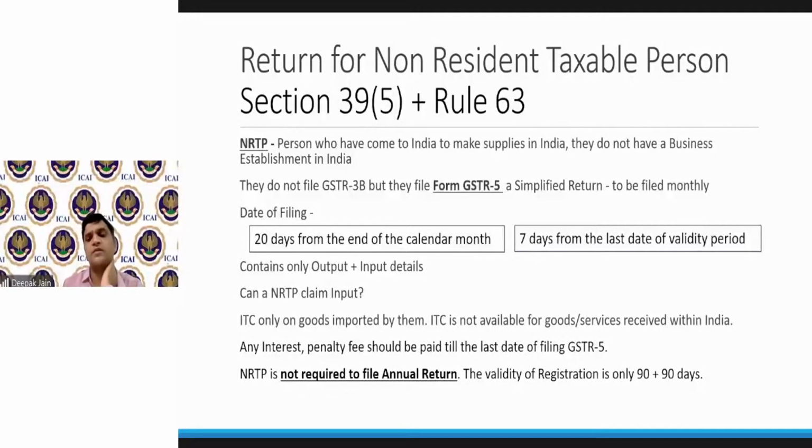Is there a time limit period fixed in between we have to apply for conversion from regular to composition? Yes, before the end of the year. So it is generally in February and March that you have to apply for going for the composition scheme, not before that.